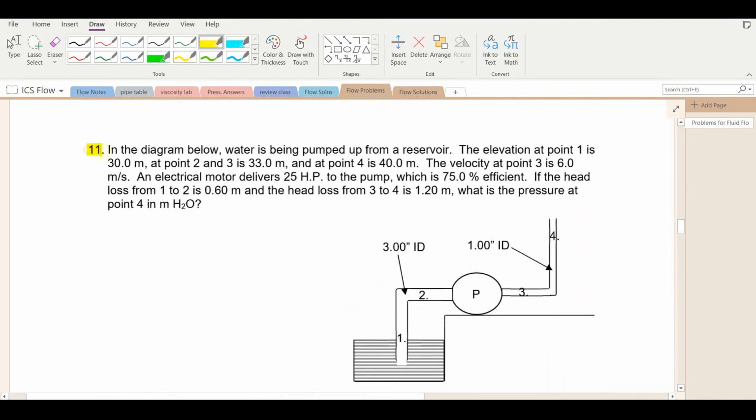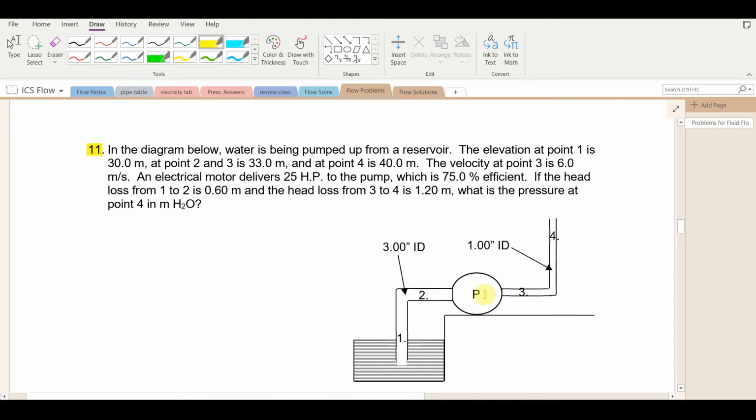Problem number 11. In the diagram below, water is being pumped up from a reservoir. A reservoir is a large pond or containment. The elevation at point 1 is 30 meters. At point 2 it's 33 meters. And then it's obviously the same at point 3, and it's 40 meters at point 4. We're given the velocity at point 3, which is 6 meters per second, and obviously it'll be the same at point 4 because it's the same diameter of pipe.